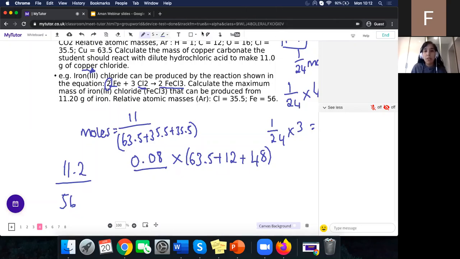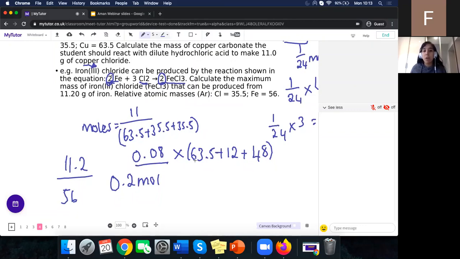Yep, so everyone that's giving me an answer there, well done. It is 0.2. Excellent. Okay, so 11.2 divided by 56 is 0.2. So 0.2 moles. Okay, so how many moles are there of iron chloride then? If there are 0.2 moles of iron, how many moles of iron chloride? Excellent. Someone's telling me 0.2. Brilliant. And that's because it's a 1-to-1 ratio. Very well done, everyone. So you can see here, there's 2 moles of iron and 2 moles of iron chloride. So that means it's a 1-to-1 ratio. So if there are 0.2 moles of iron, there are 0.2 moles of iron chloride.